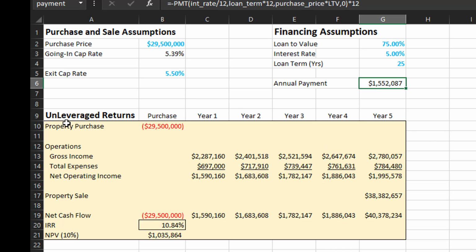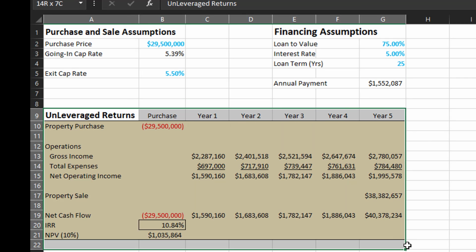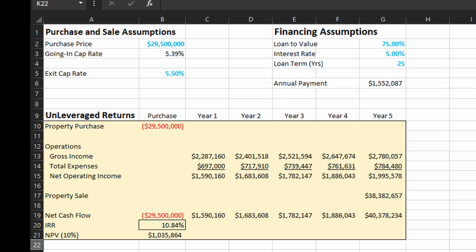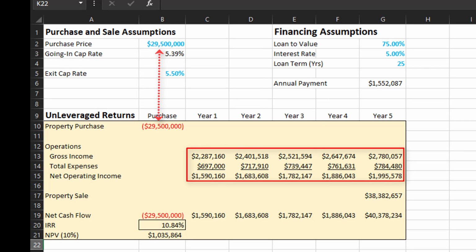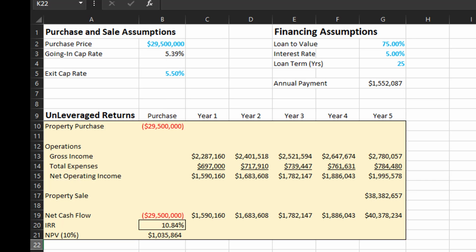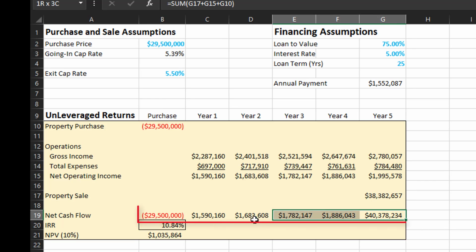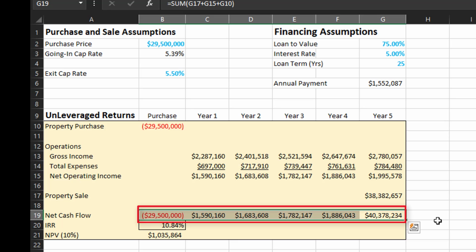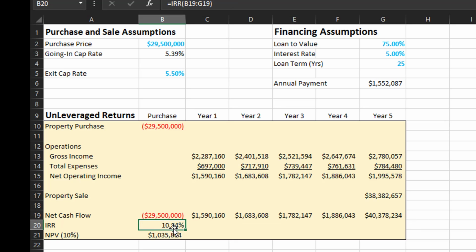And let's look at what the returns are first here in this area for unleveraged, so no debt involved. We're buying the property for $29.5 million. We got the income, the expenses, and we got NOI for the 5-year hold. We're selling it for about $38.4 million. Again, that number is based on year 6's NOI divided by the exit cap rate of 5.5%. We get our row of numbers. This represents all of the cash flows for the property. And we can get an IRR for that, right?